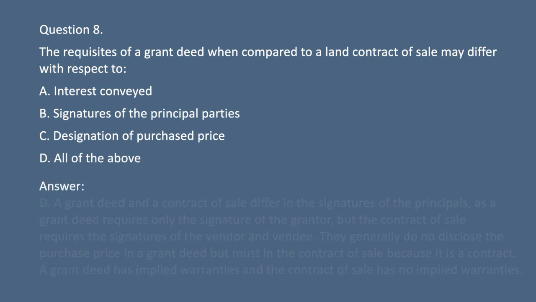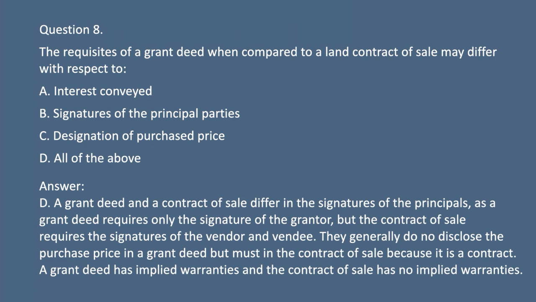Answer D. A grant deed and a contract of sale differ in the signatures of the principals, as a grant deed requires only the signature of the grantor, but the contract of sale requires the signatures of the vendor and vendee. They generally do not disclose the purchase price in a grant deed but must in the contract of sale because it is a contract. A grant deed has implied warranties and the contract of sale has no implied warranties.